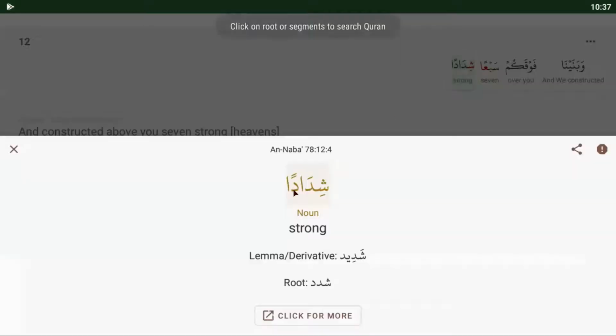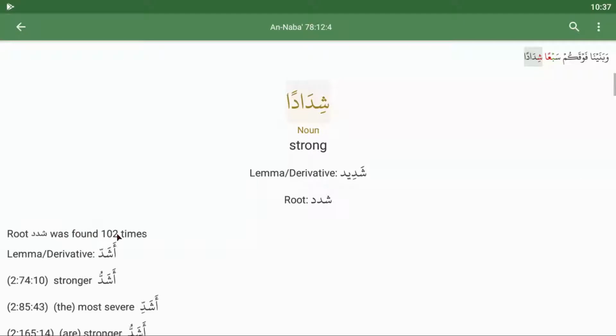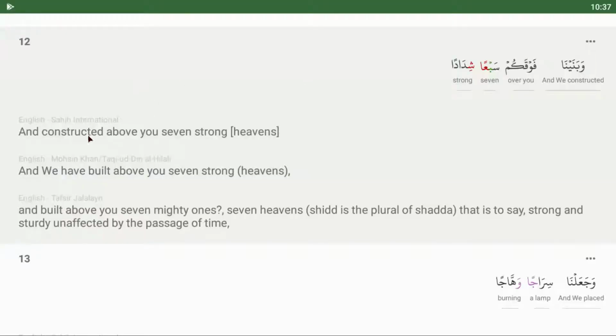Allah says there are seven heavens above us, strong at that. They're not weak. Shidad is strong, with ashad, the stronger, and so on. So many root words come here. Ashad then shidad. And built above you seven mighty ones. Shidad is the plural of shadda, that is to say strong and sturdy, unaffected by the passage of time. So many years go on, but there's no hole, no weakness, and the sky is not falling down. With the passage of so many millions of years, the sky is strong.